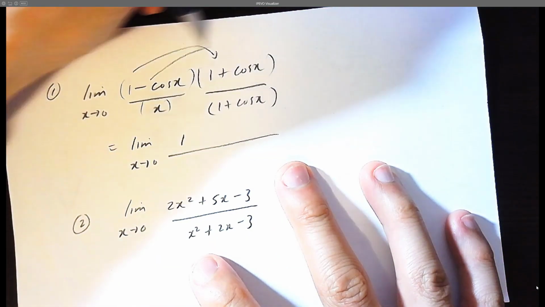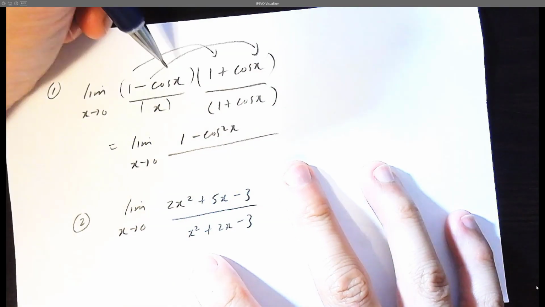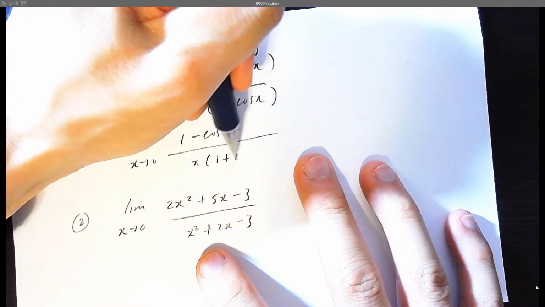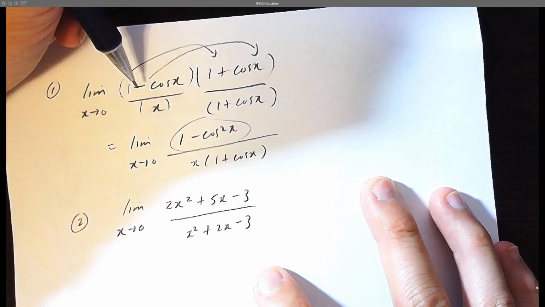And then this is like difference of squares, minus cosine squared x. And on the bottom, we have x times 1 plus cosine x. We're not going to expand it out yet. Now that looks familiar.